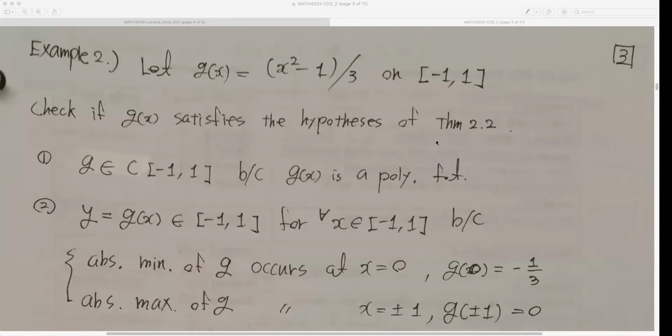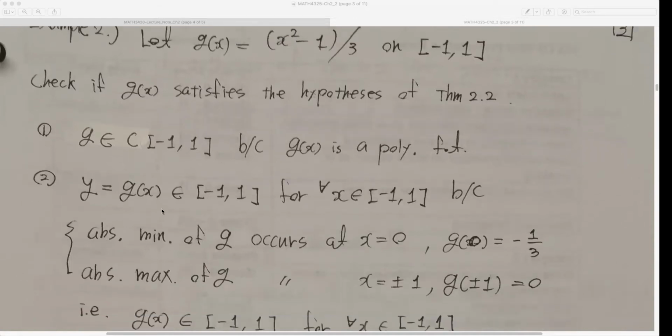Okay, and then we're going to study the algorithm of the fixed point iteration method. So first, is function g a continuous function on the closed interval negative 1 to 1? Yes, because this is a polynomial function. It should be continuous everywhere.